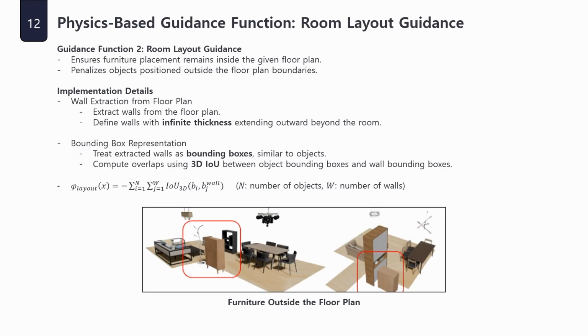The second is room layout guidance, which is necessary for arranging interactive furniture. It penalizes object locations outside the given floor plan. Walls are extracted from the floor plan and their thickness is set to infinity in the direction outside the room. The extracted walls are treated as bounding boxes similar to objects, and the collision between object bounding boxes and wall bounding boxes is calculated using 3D IoU, as in the collision avoidance process.